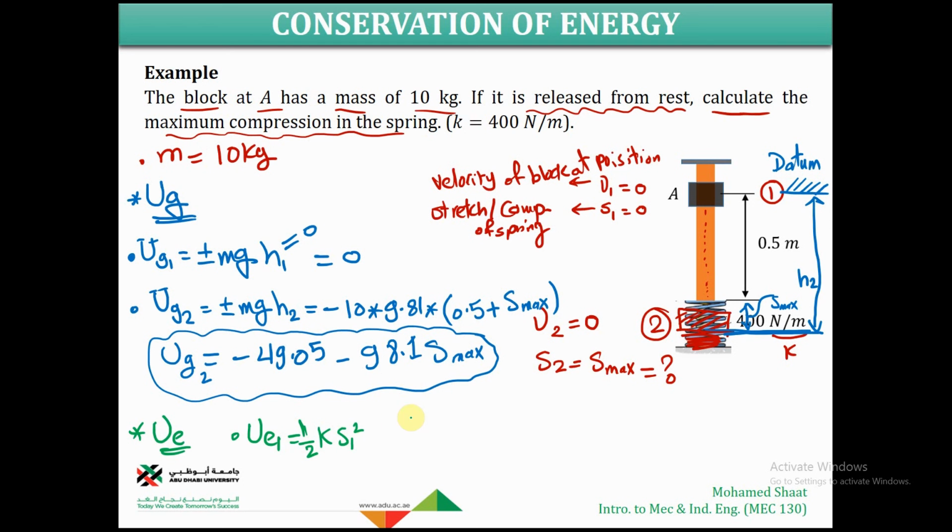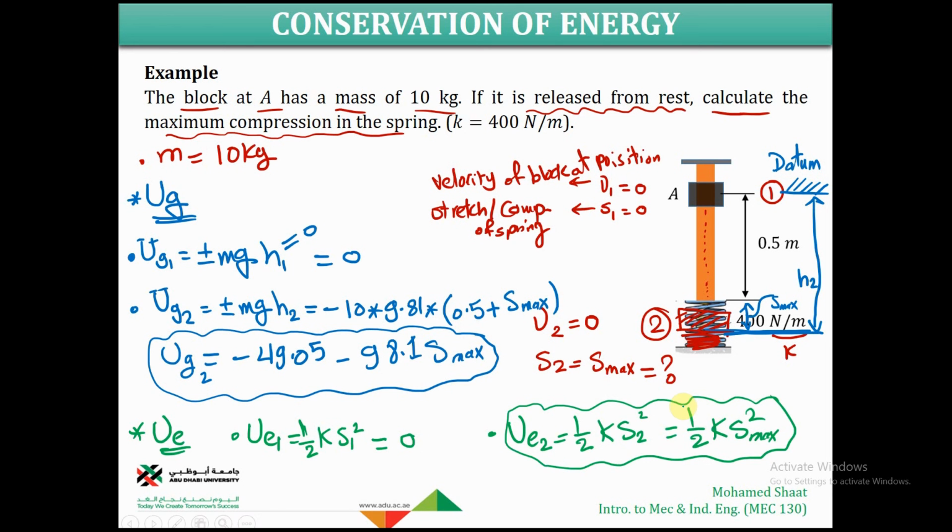The only thing that changes between position 1 and position 2 is the S. So that's why I required you to calculate S1 and S2. S1 we already calculated as 0. So this indicates that the elastic energy at position 1 is 0. But the elastic energy at position 2 will equal 1/2 K S2 squared. S2 squared, this is the S maximum, the maximum compression. So it will be 1/2 K S maximum squared. So this is going to give us the elastic energy at position 2. So we have finished the calculations of the elastic energies at position 1 and 2.